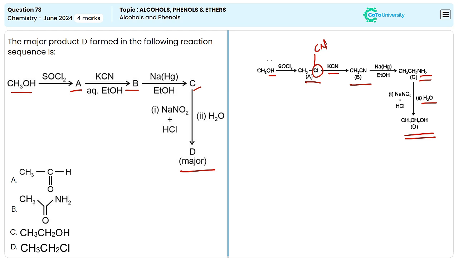Let's come to the options given here. The first one is given as acetaldehyde. This is not the final product, so option A is the incorrect one. Option B is given as amide, which is not the final product of the reaction.